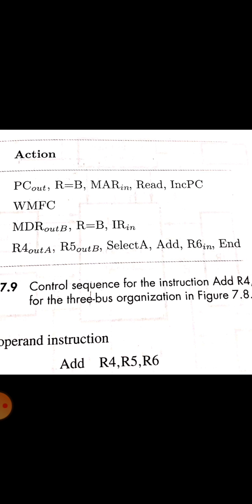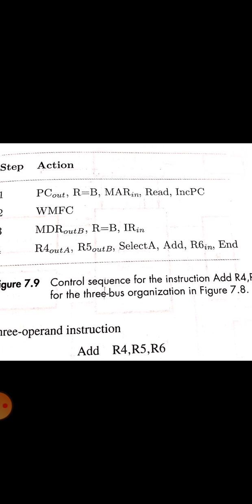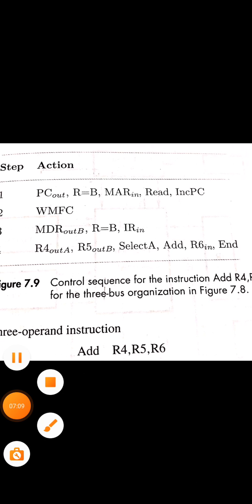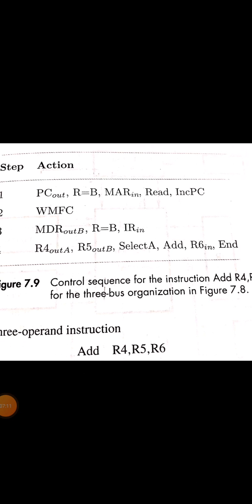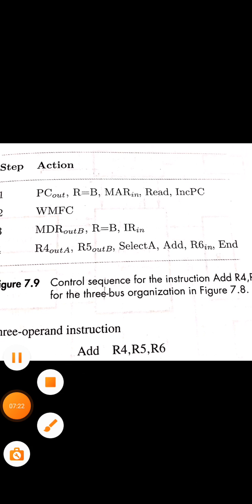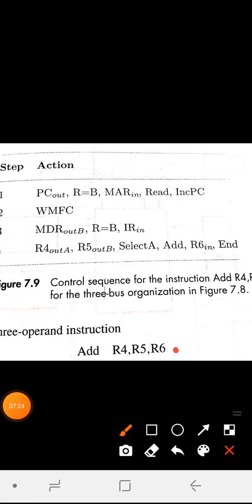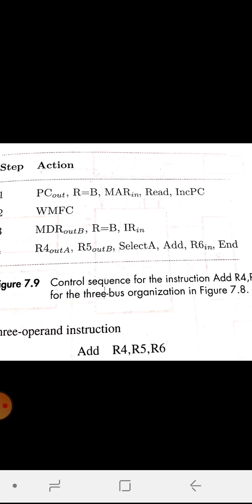This is how we can reduce the number of control sequences needed in the case of multiple bus organization. If we use single bus organization, the set of steps needed for the execution of add R4, R5, R6 will be more than 4. That is why we move from single bus organization to multiple bus organization.